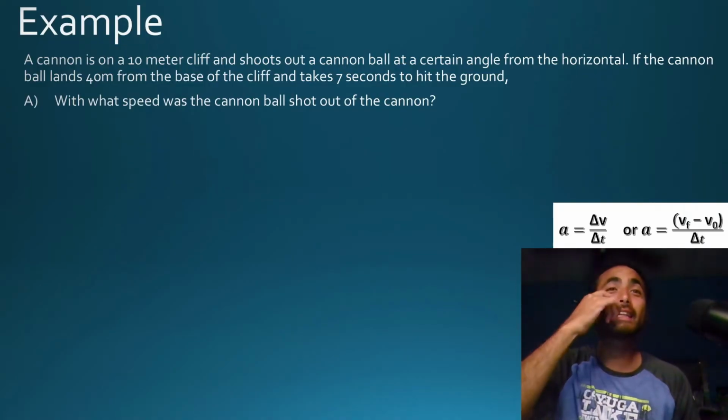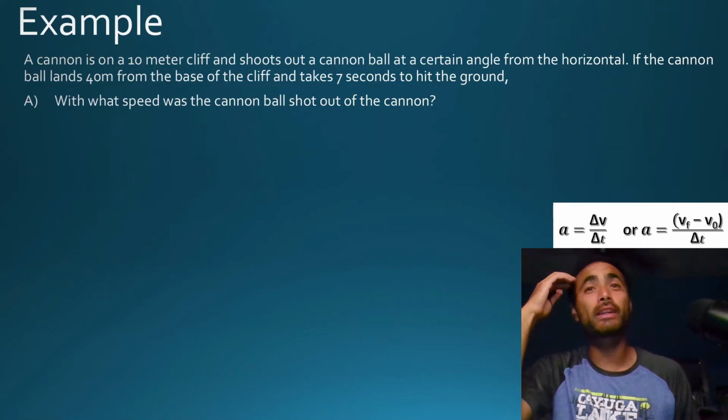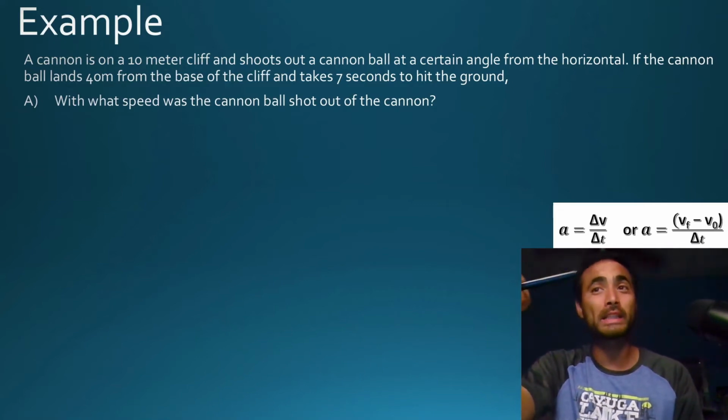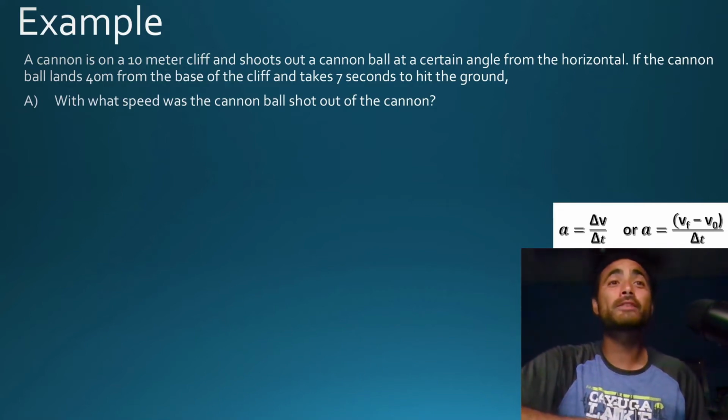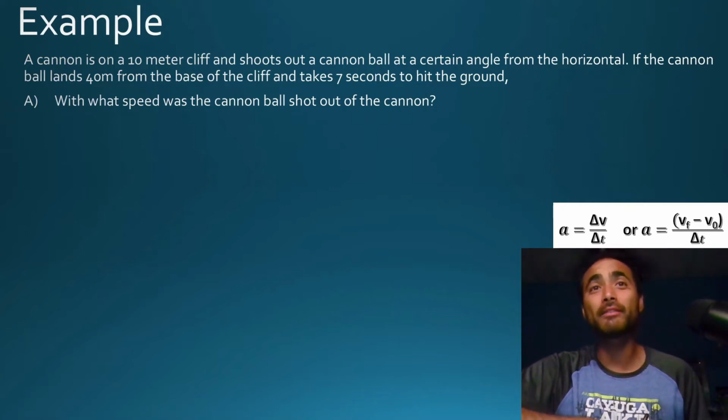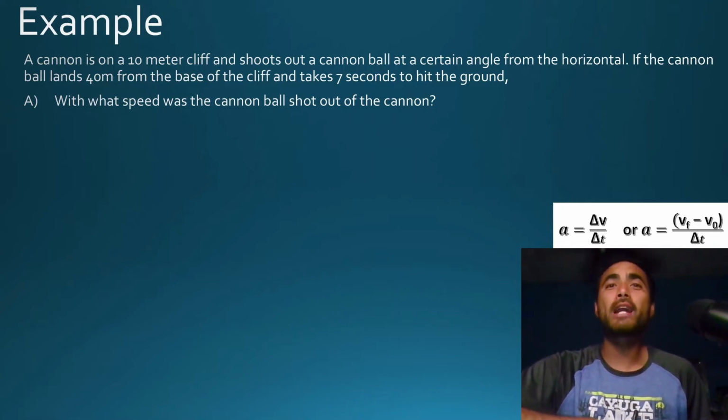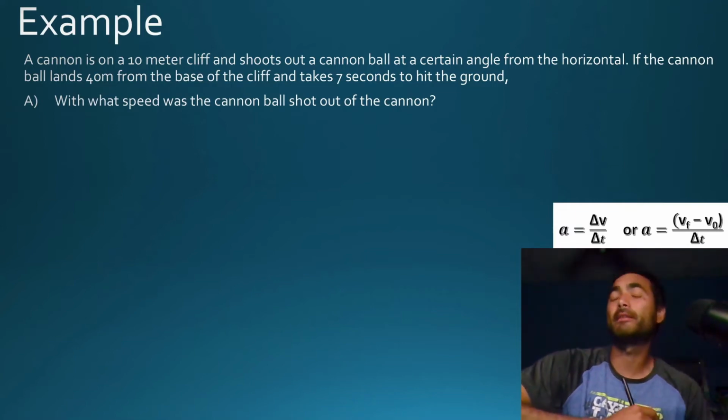So a cannon is on a 10-meter cliff and shoots out a cannonball at a certain angle from the horizontal. If the cannonball lands 40 meters from the base of the cliff and takes 7 seconds to hit the ground, with what speed was the cannonball shot out of the cannon?